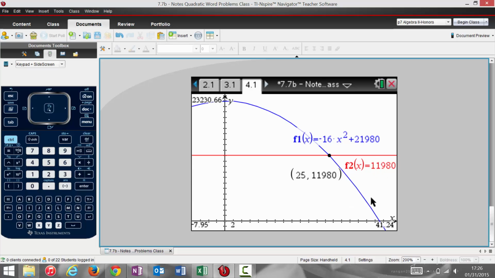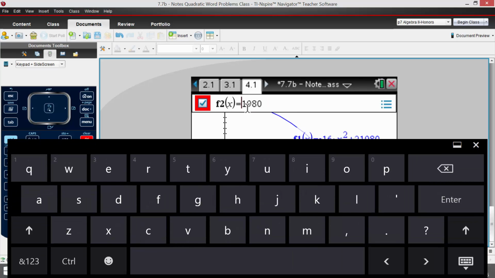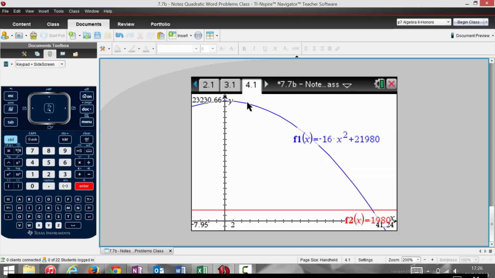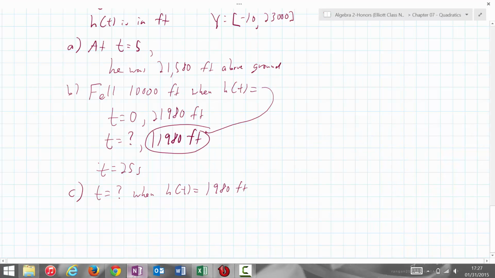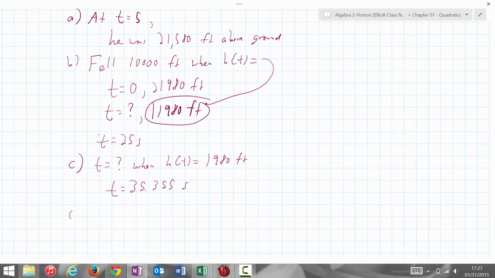So a quick way to do it would actually be to take this, change this to 1980 because I don't need it anymore. So I'm going to press enter. Your intersection point was deleted because we don't need that anymore. So then if I go menu, analyze graph, intersect, left, right, I get this label. Move that up, and that's at 35.355 seconds. So t equals 35.355 seconds. I know I usually round to the hundredth, but I'm just going to leave that there.